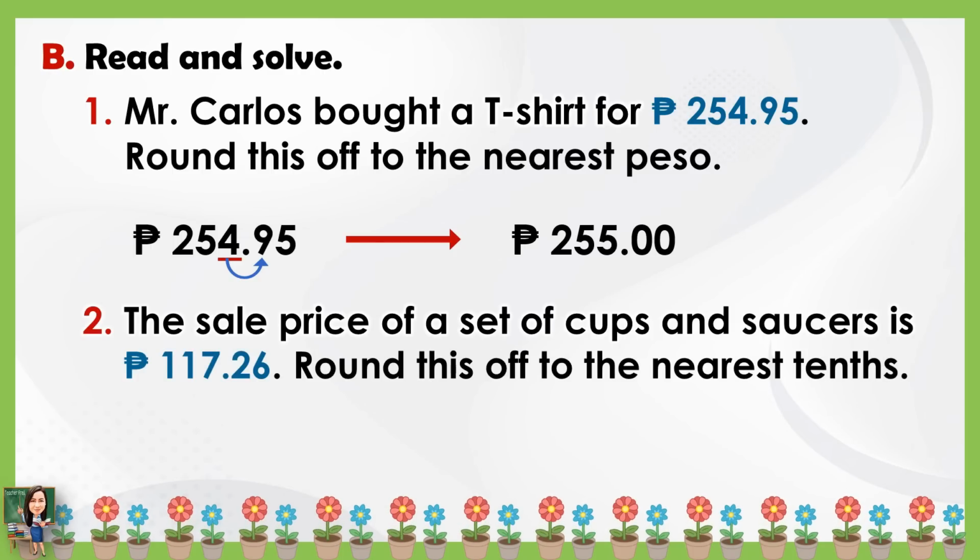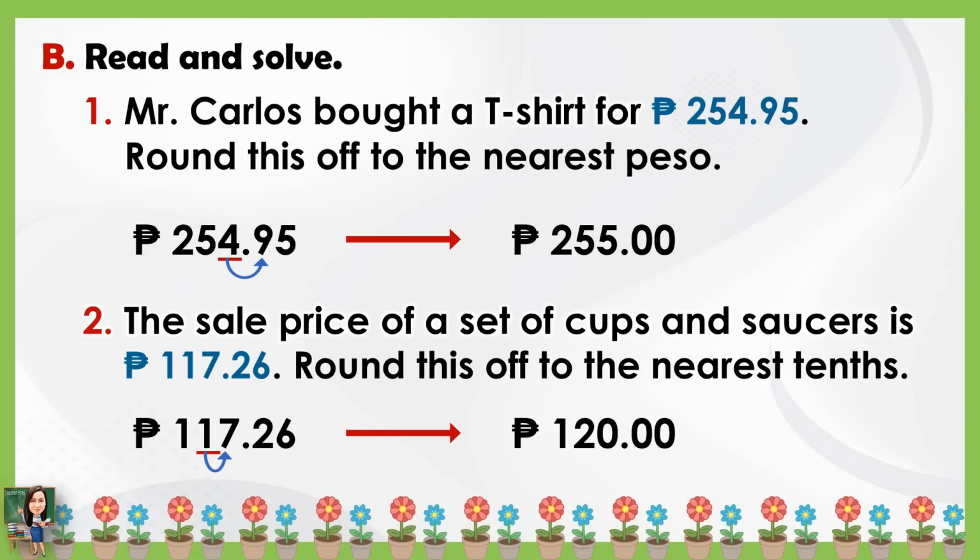Number 2. The sale price of a set of cups and saucers is 117 pesos and 26 centavos. Round this off to the nearest tens. 117 pesos and 26 centavos. The rounding place is 1. So the digit to the right of the rounding place is 7. 7 is greater than 5, so we are going to add 1 to the digit in the rounding place. 1 becomes 2 and drop all the digits to the right of the rounding place. So the answer is 120 pesos.